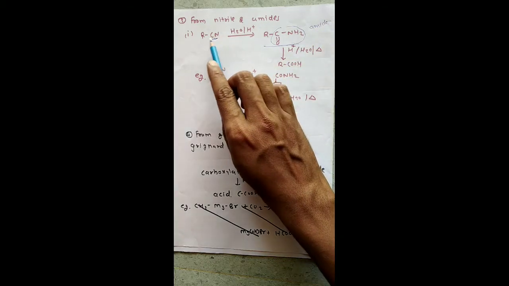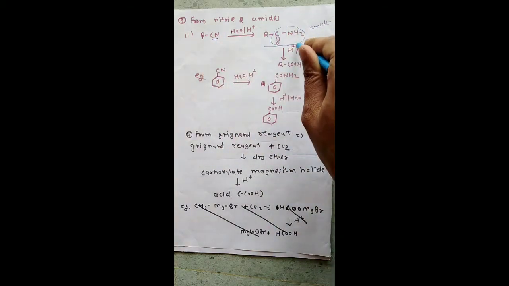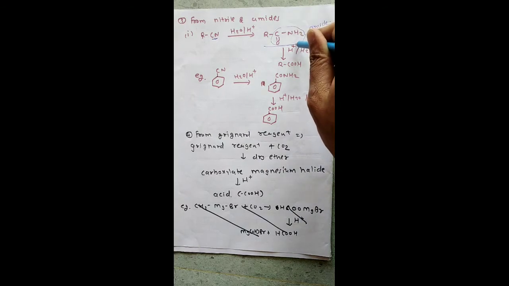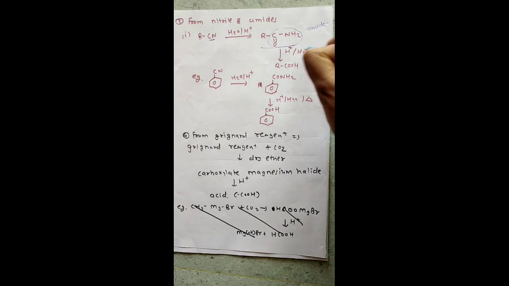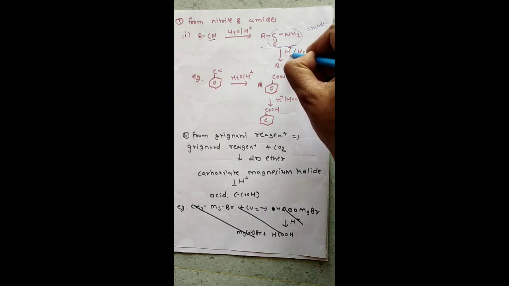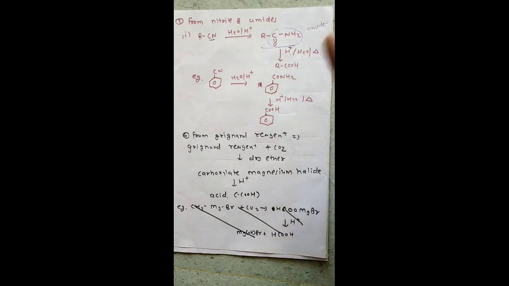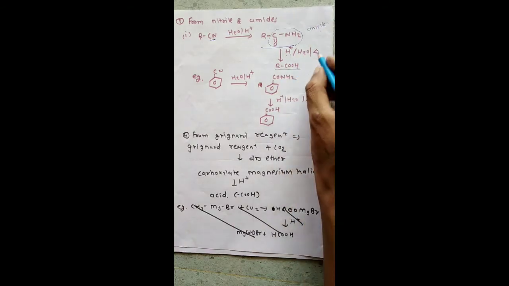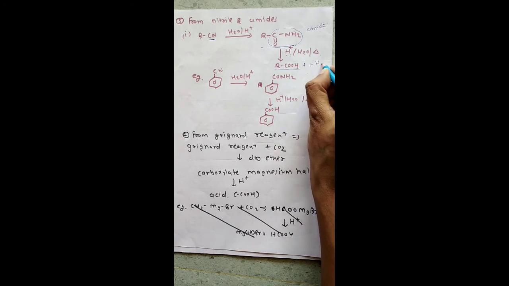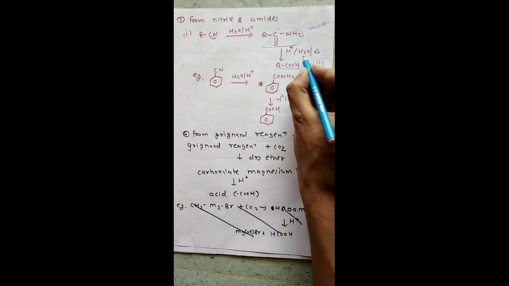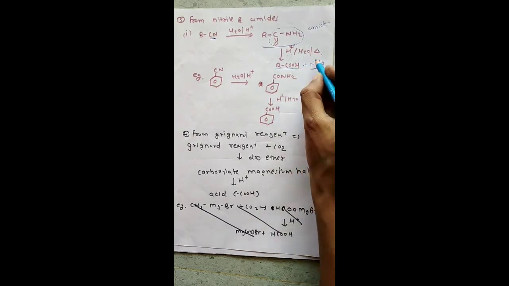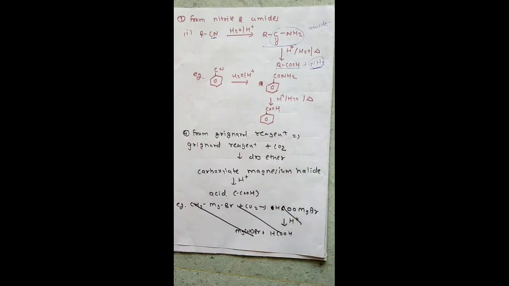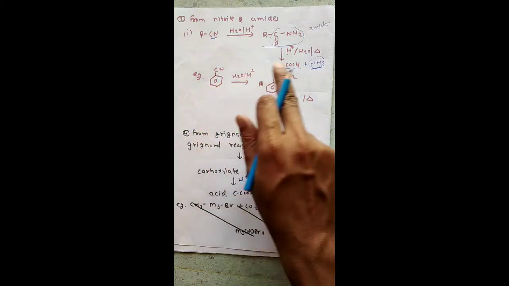So first step from nitrile to amide. Then if you want to convert amide into acid, just heat it with acidified water, H plus H2O, then heat. So you will get RCOOH. The remaining hydrogen from the water molecule will go with NH3, forming NH3 gas. You can see the example here.